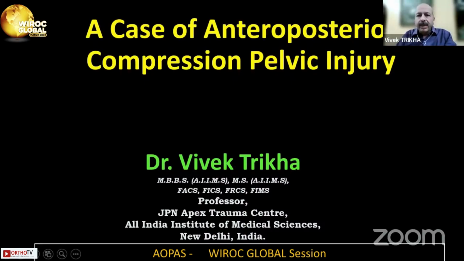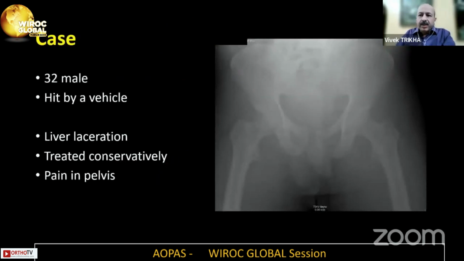This is a case of APC injury, which is slightly different from the routine ones. I'll just present the case and then we will have the discussions which we can have later. He's a 32-year-old male who was hit by a vehicle, had some abdominal injuries as well, which were treated conservatively, and had pain in pelvis.